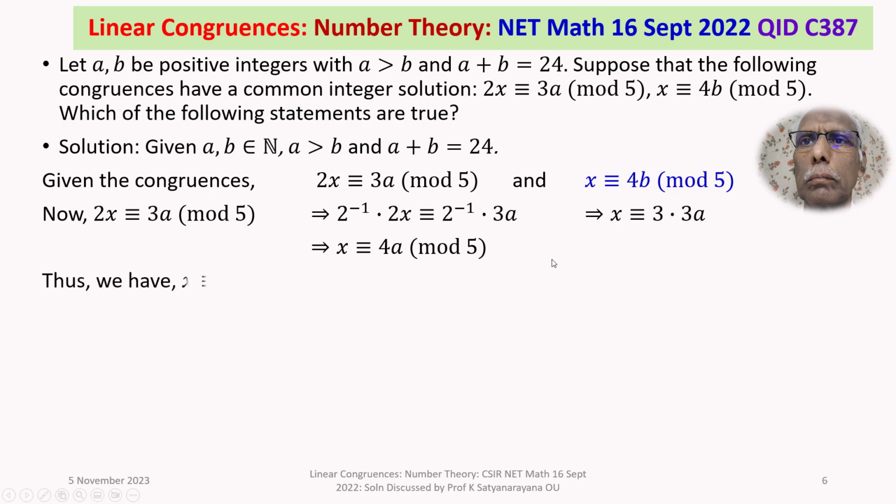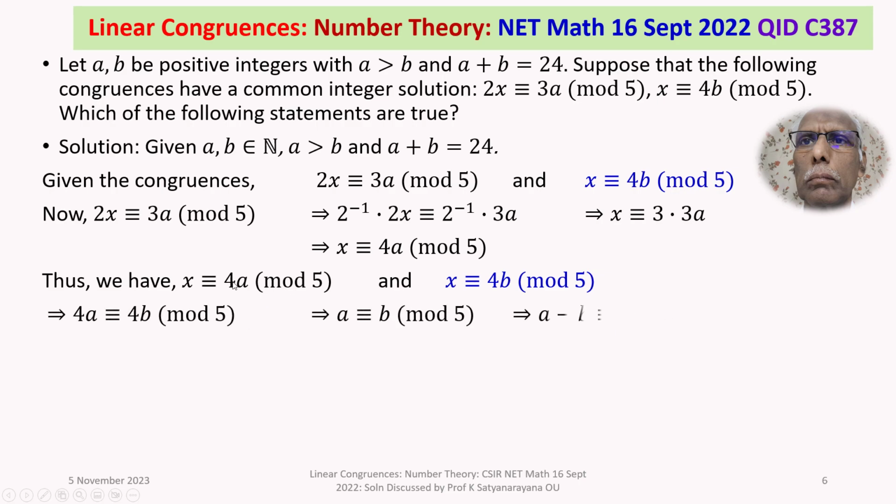Thus we have x is congruent to 4a mod 5, and we already have x is congruent to 4b mod 5. From these two, using transitivity, this will imply 4a is congruent to 4b mod 5. Now multiply both sides by 4 inverse, then you will get a is congruent to b mod 5. That is, a minus b is congruent to 0 mod 5. That is, a minus b is a multiple of 5.